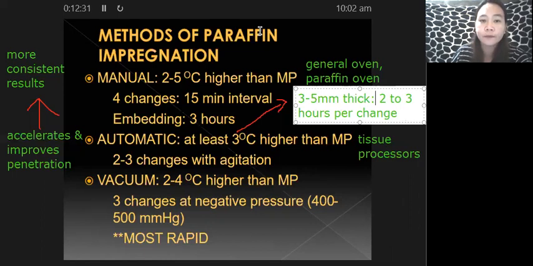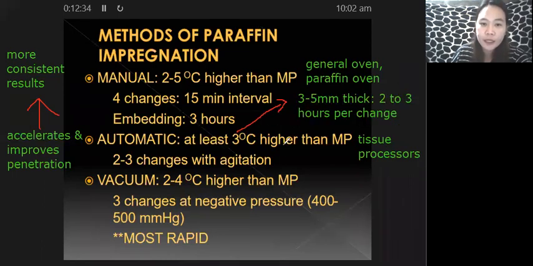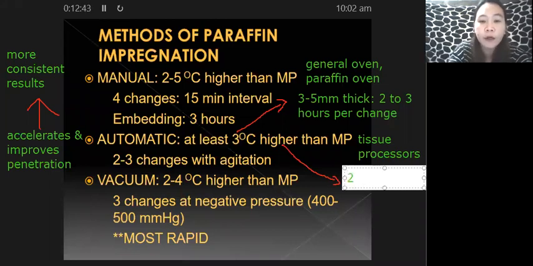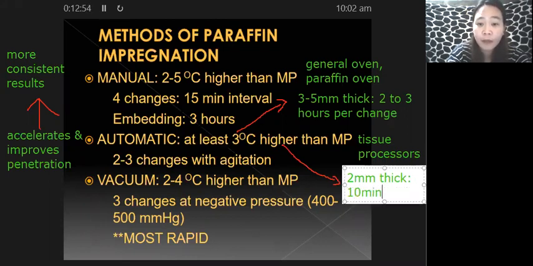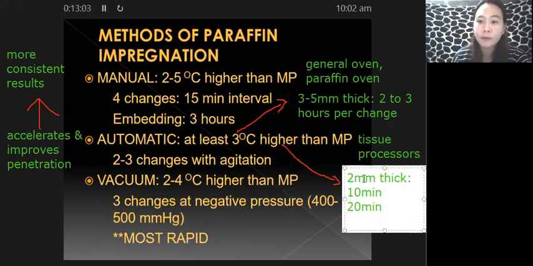Another one I got from another reference. If, for example, your tissue sample is 2 millimeters thick, we immerse it in the first paraffin for 10 minutes, followed by 20 minutes of immersion in another fresh paraffin. These values I got from Anpries.